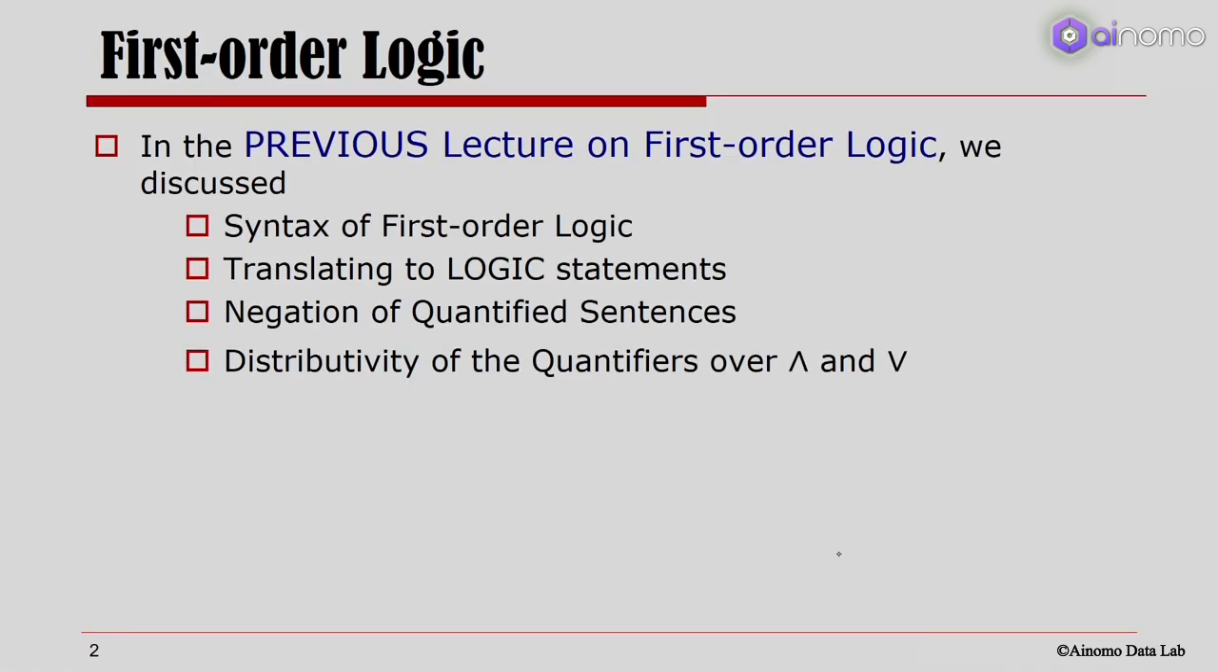In the previous lecture on first order logic, we had discussed the syntax of first order logic. We had looked at how to translate an English sentence into a logical statement. We had looked at negation of quantified sentences, and we have seen how one could distribute the quantifiers over the conjunction and the disjunction.